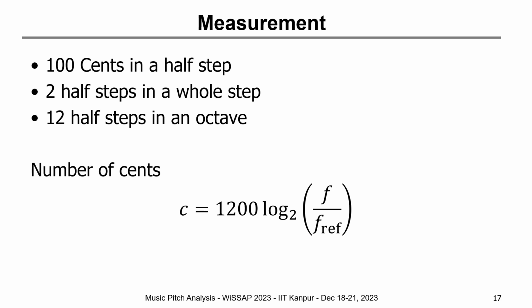So if we use cents as a unit, then we can calculate the difference between the frequency f and the reference frequency using this formula. So we replace 12 with 1200 here. So 1 octave will contain 1200 cents.